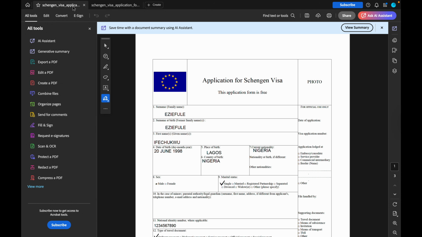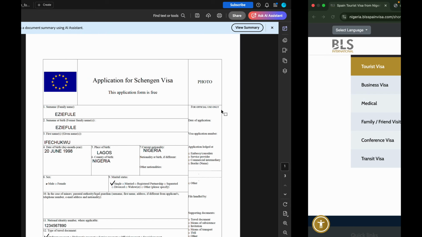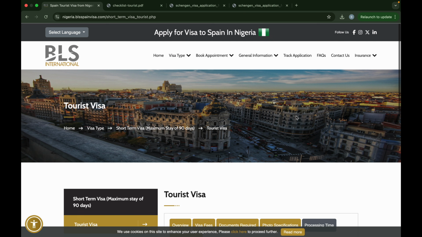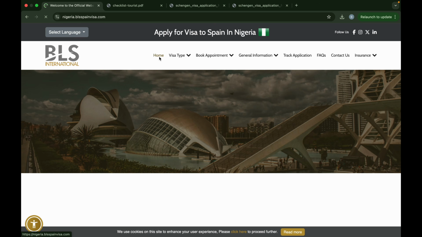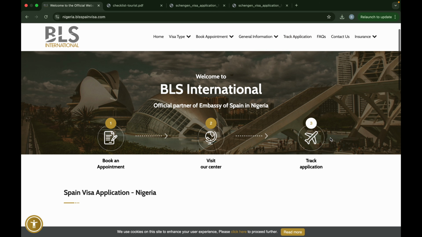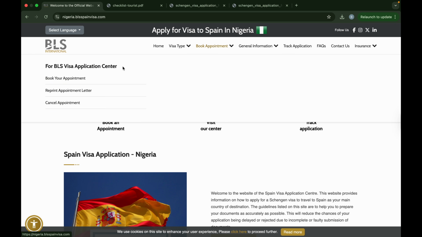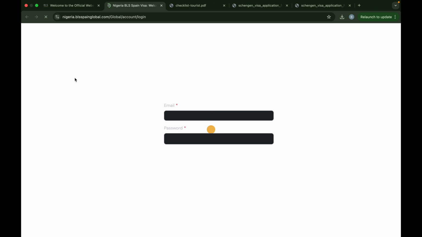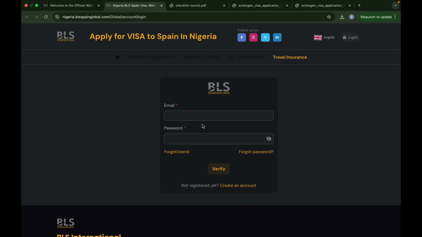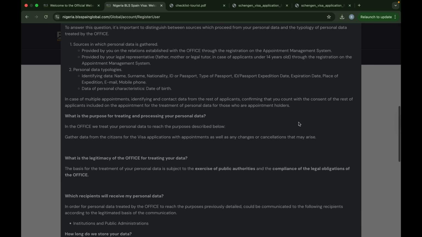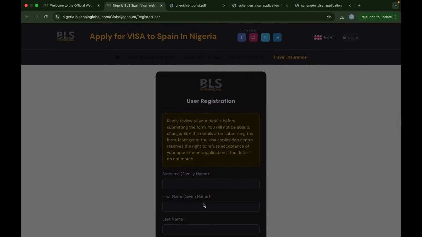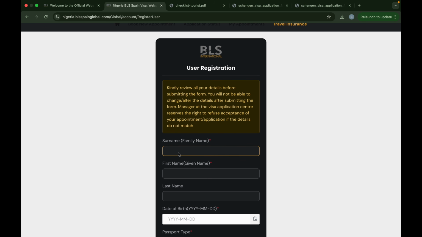So we're going to progress now to the next stage, which is scheduling your appointments. So let's go to scheduling appointment. We're back to the BLS website and we're just going to go to the home page to click on appointments. So you click here, book an appointment, and it redirects you automatically. I recommend you create an account if you don't already have one, if you're a first-time applicant. So you create it, you agree to the consent details, and put your details here.